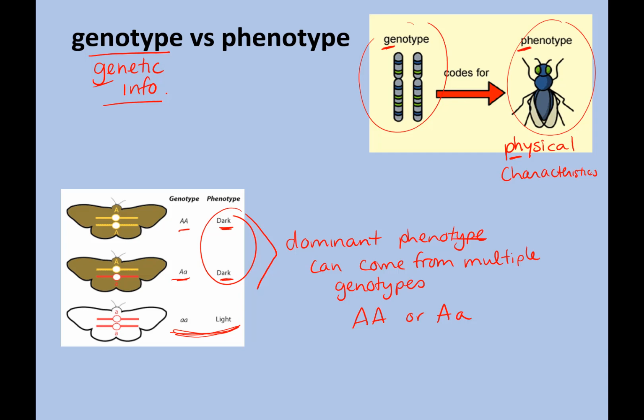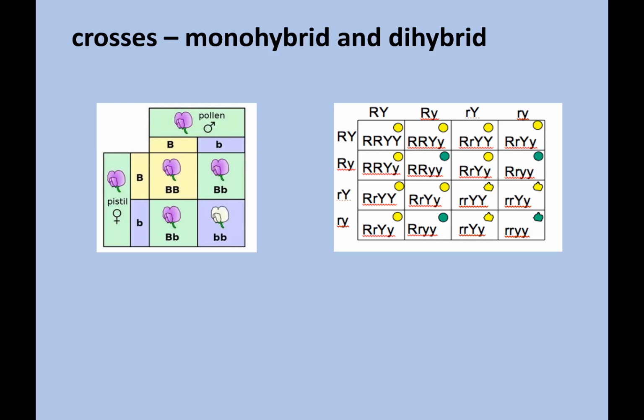Alright. Because what we want to get to is we want to look at offspring. So these are two examples of Punnett squares. And Punnett squares allow you to predict offspring given parent genotypes, or sometimes given parent phenotypes, and you have to figure out the genotypes.